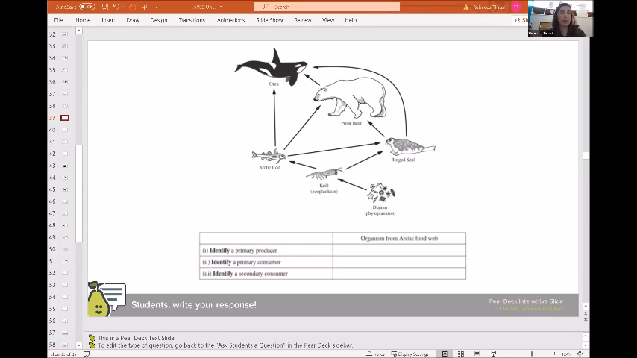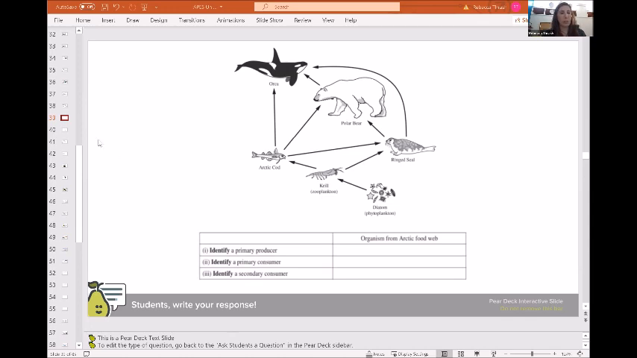All right, excellent. Everybody's getting the primary producer, definitely the diatom or phytoplankton. Everybody's getting the primary consumer, that's the krill or the zooplankton. And it looks like we've got a couple of choices there when it comes to the secondary consumer.